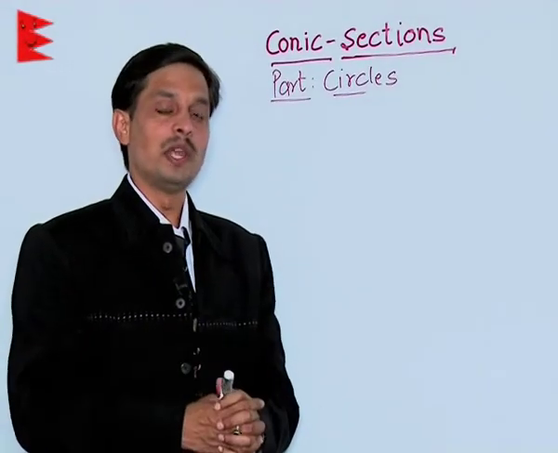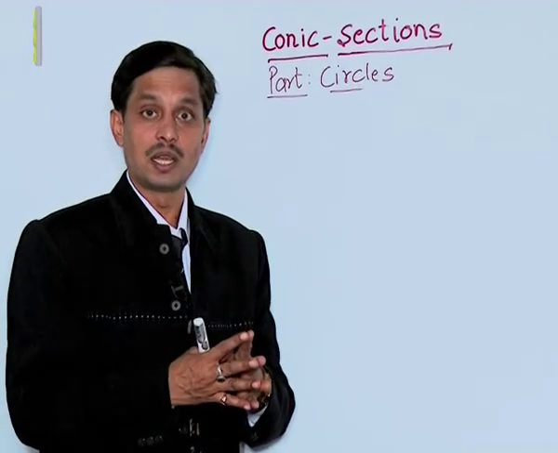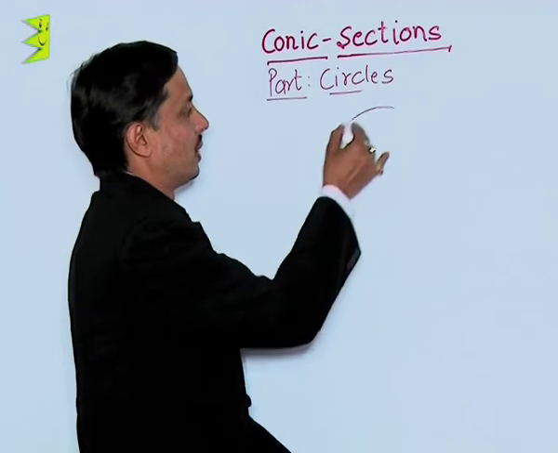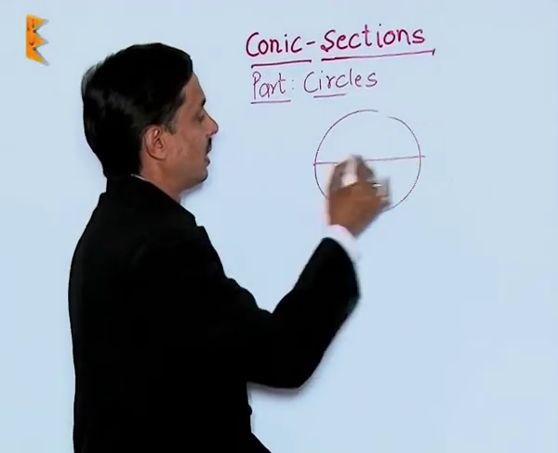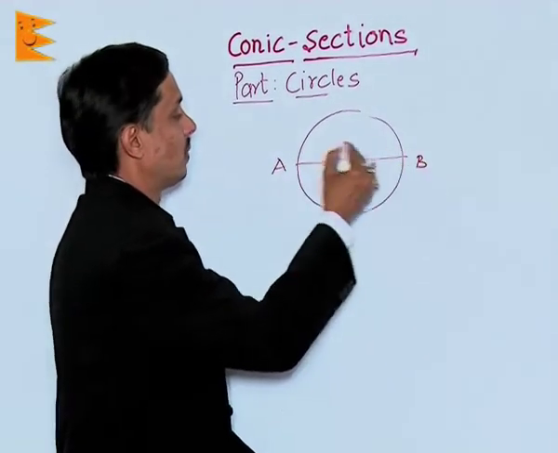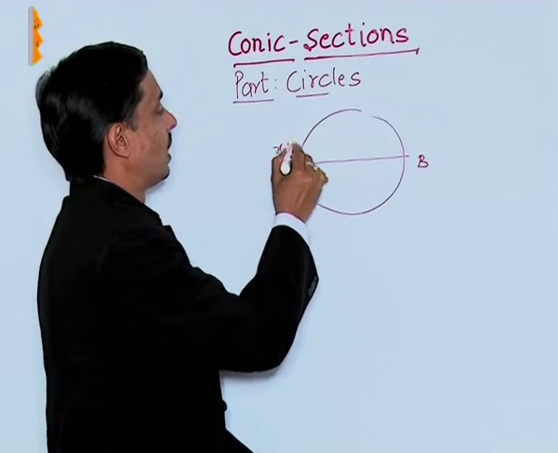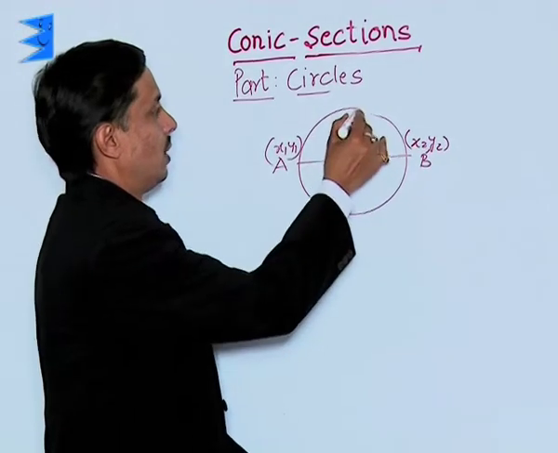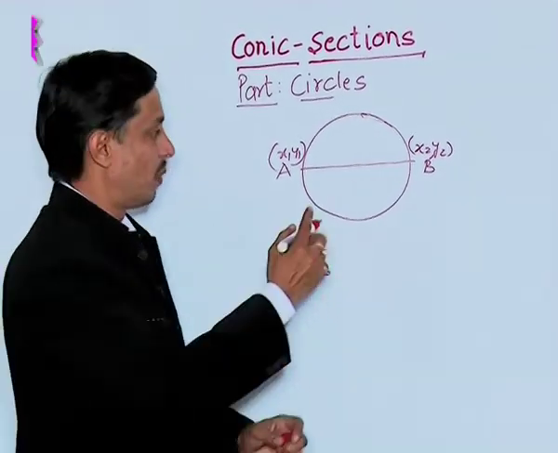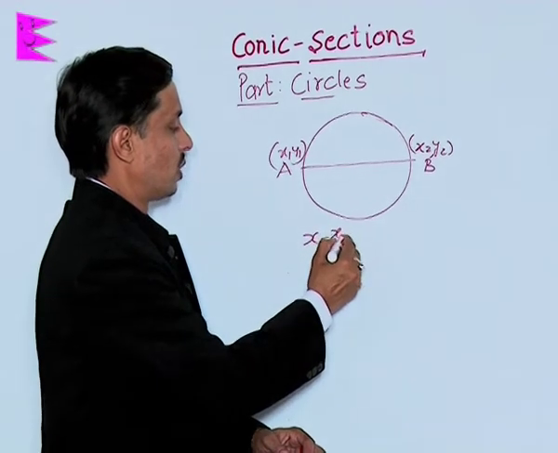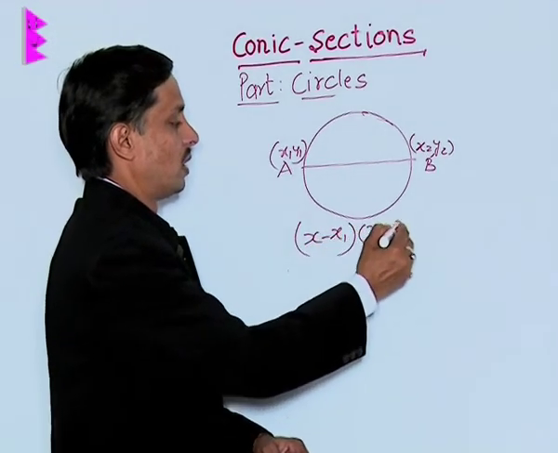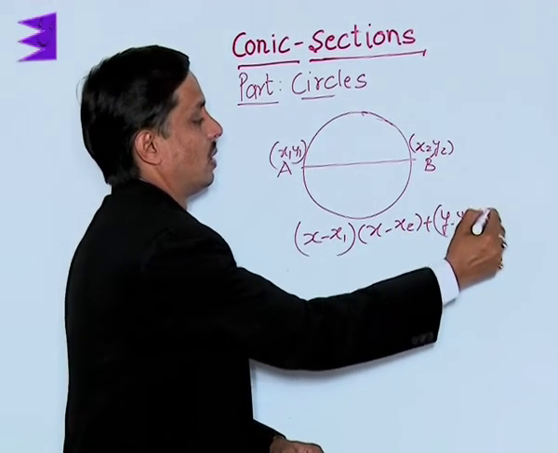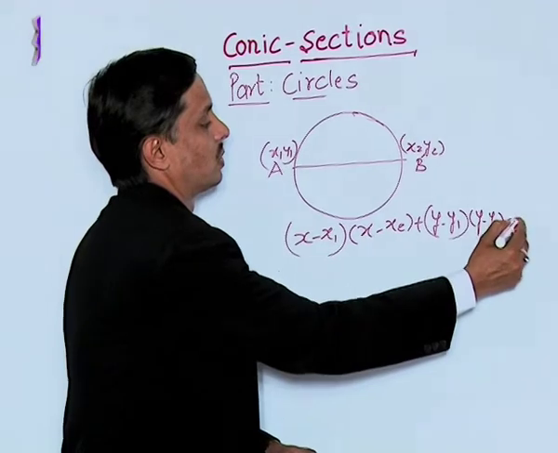Now I want to explain how to find the equation of a circle if the coordinates of the endpoints of the diameter are given. This is the diameter AB. Here coordinates are x1, y1 and these coordinates are x2, y2. Then the formula for obtaining the equation of the circle is (x minus x1) into (x minus x2) plus (y minus y1) into (y minus y2) is equal to 0.